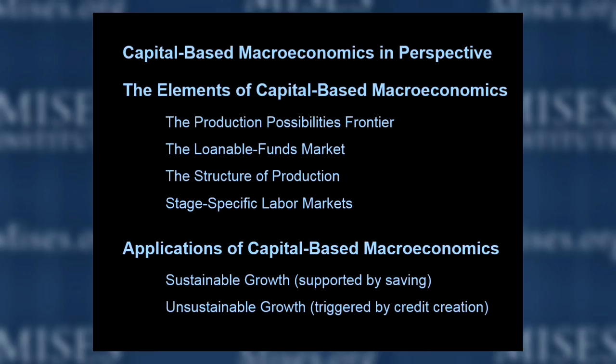The structure of production, that's what you saw in the first lecture that I gave, which is one of the more unique parts of the Austrian theory. And therefore I did it as a separate thing just to show you that that's what's going on in this theory. And labor markets, but this time state-specific labor markets, which is differentiated from the normal neoclassical view.